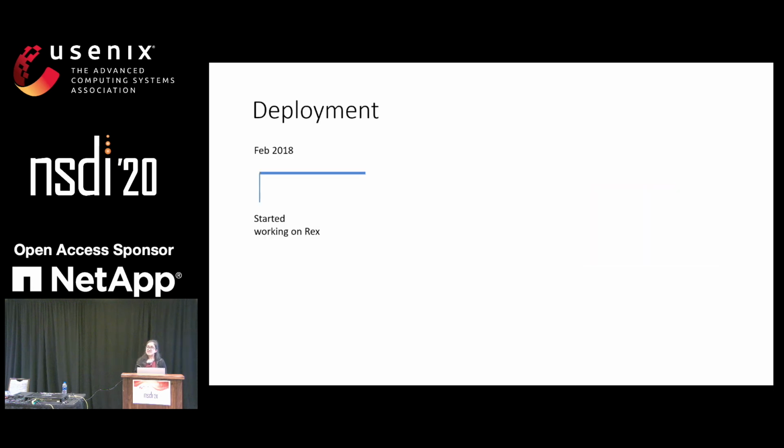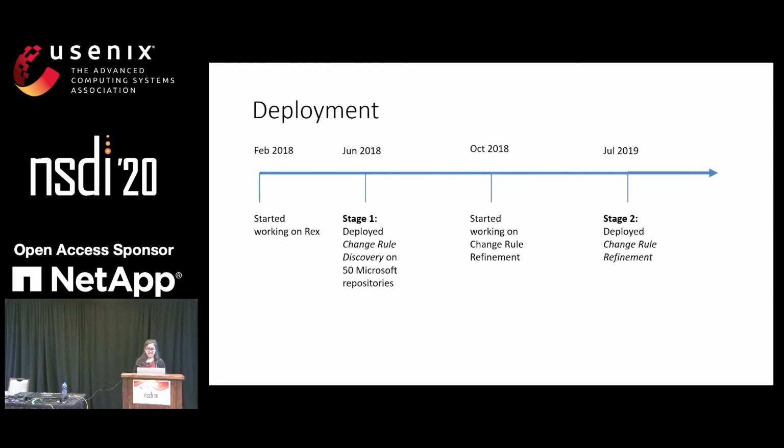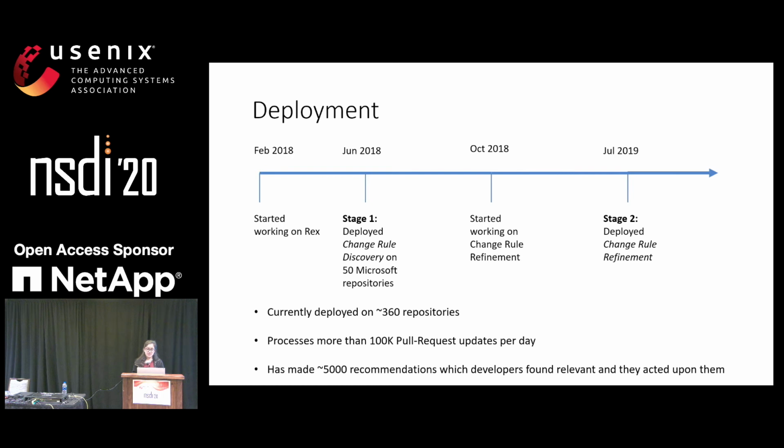So as I mentioned, Rex is a tool that has been deployed widely at scale within Microsoft. We started working on it about 2 years back. We got the first phase of Rex, which was change rule discovery, deployed in about 50 repositories in June 2018, and we got the final version of Rex deployed in July 2019. Currently, it is deployed on about 360 repositories. It processes more than 1,000K pull request updates per day. And to date, it has made 5,000 such recommendations that developers found relevant, and they acted upon them and actually made changes in those files, which helped them prevent those misconfigurations or service disruptions.